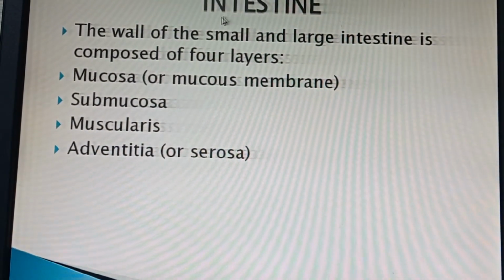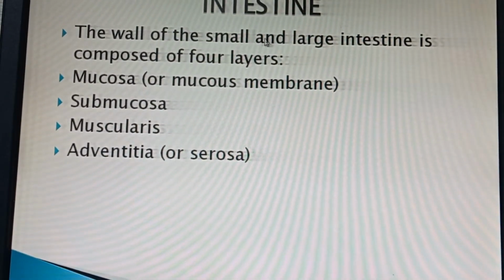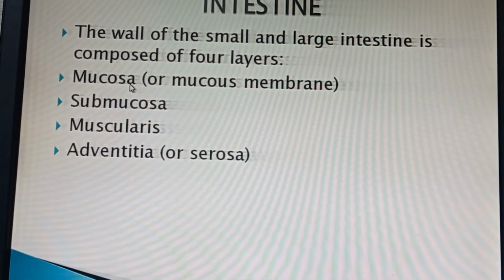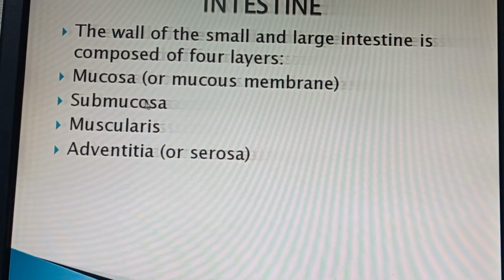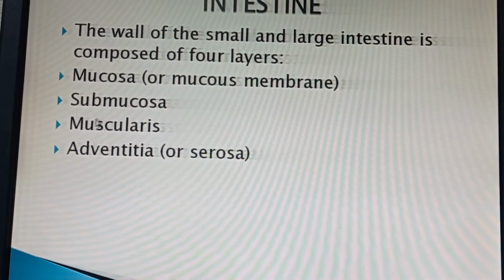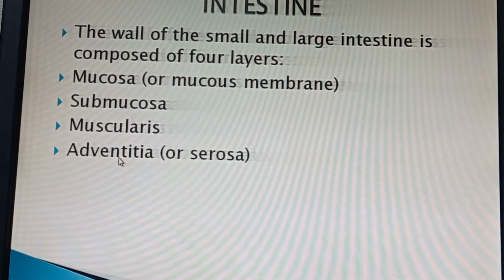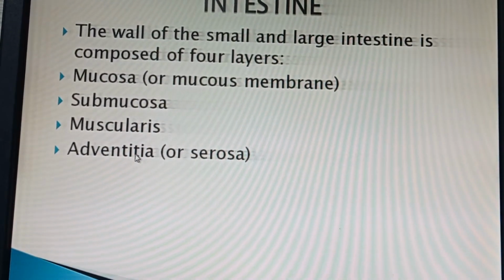We talk about the lining, the same four layers. The wall of the small and large intestine both have four layers. The innermost layer is the mucous membrane, then the submucosa, in which Brunner's gland is present and secretes mucus, then the muscularis, and the outermost layer is the serosa, also called adventitia.